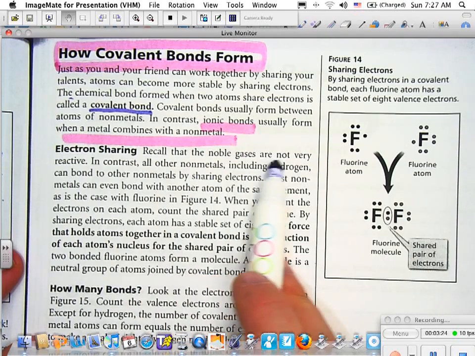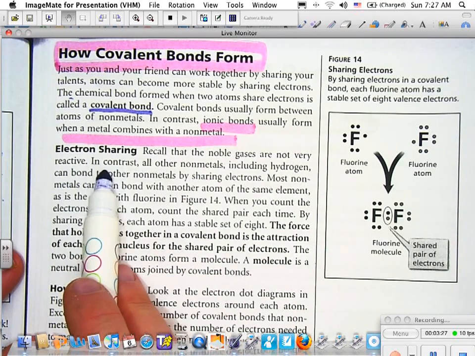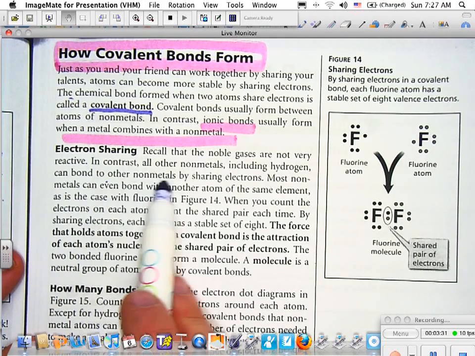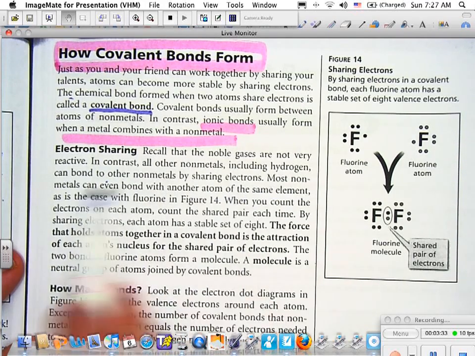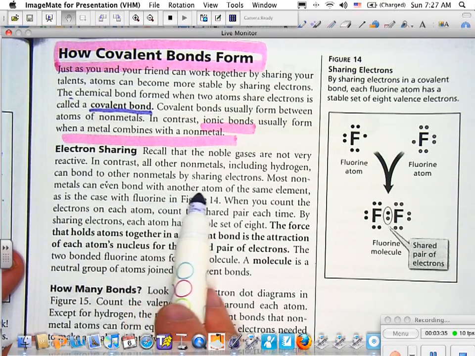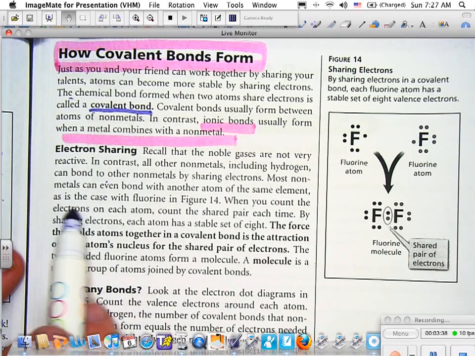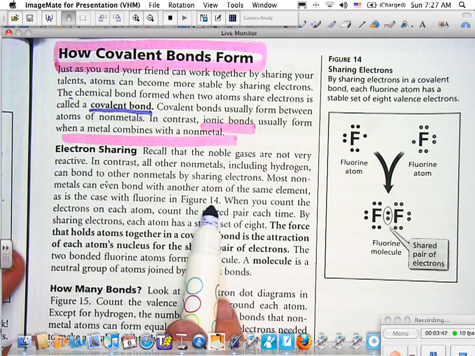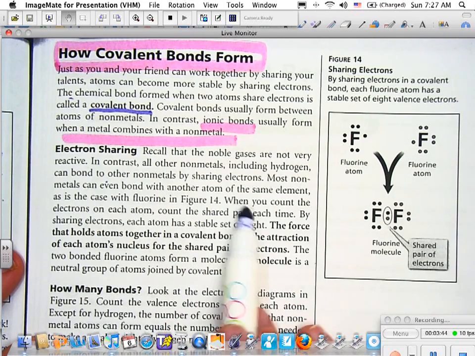Recall that the noble gases are not very reactive. In contrast, all other nonmetals, including hydrogen, can bond to other nonmetals by sharing electrons. Most nonmetals can even bond with another atom of the same element, as is the case with fluorine in figure 14. Okay, let's check out figure 14.